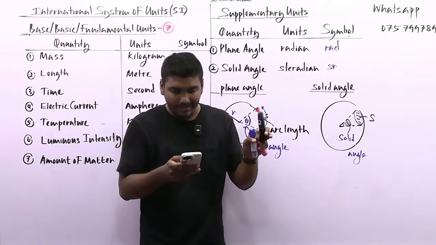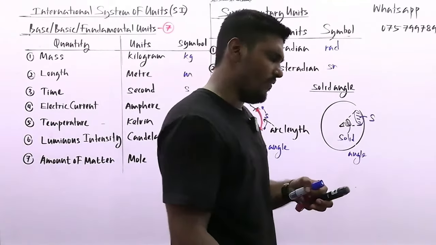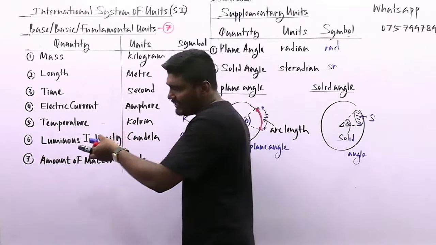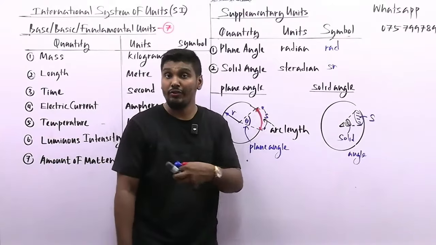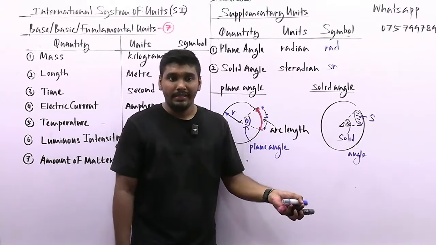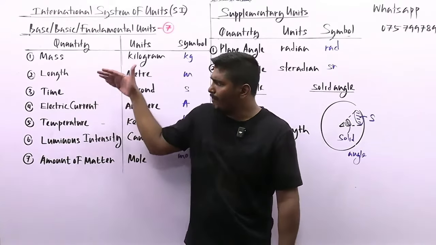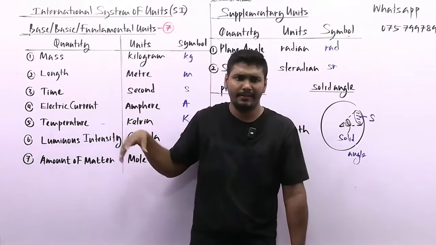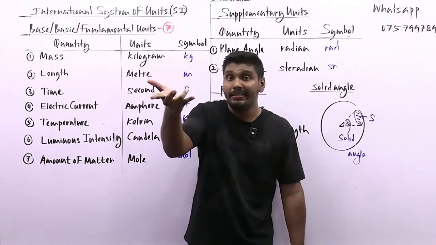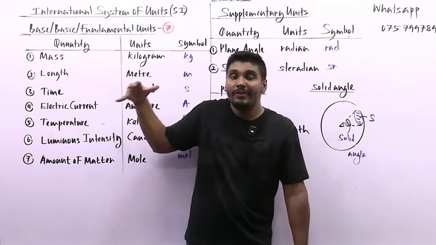Then we talked about basic, supplementary, and derived units. What are derived units? Even though we define 7 basic units and 2 supplementary units, we all know that there are a huge number of other physical quantities. Most of the physical quantities are formed based on basic physical quantities. That means other physical quantities are defined based on 1 or 2 or 3 or 4 basic physical quantities.